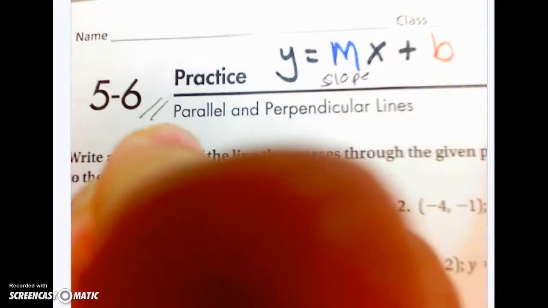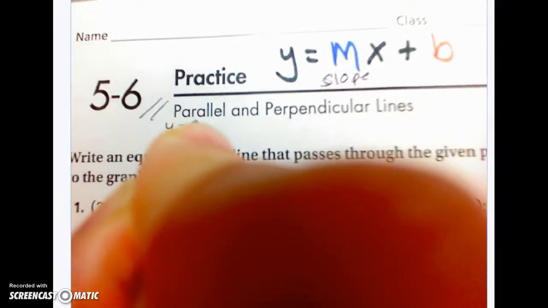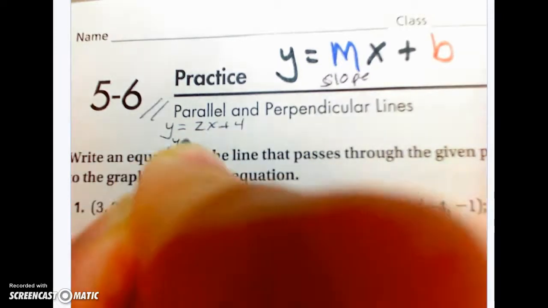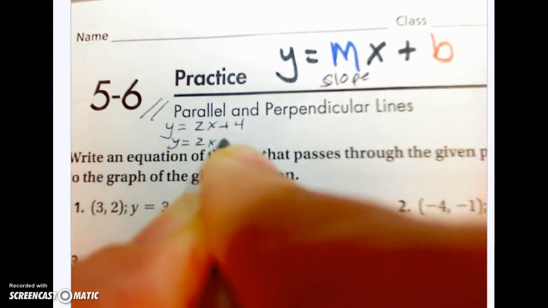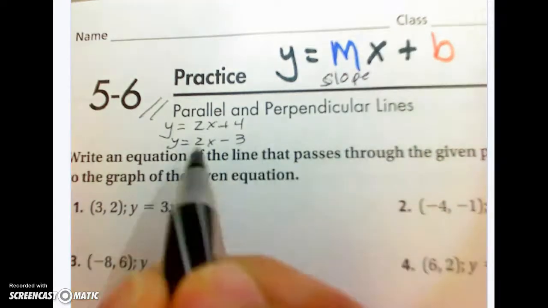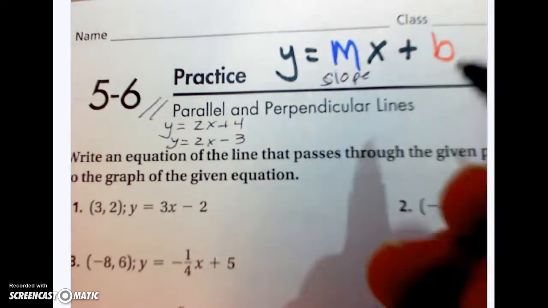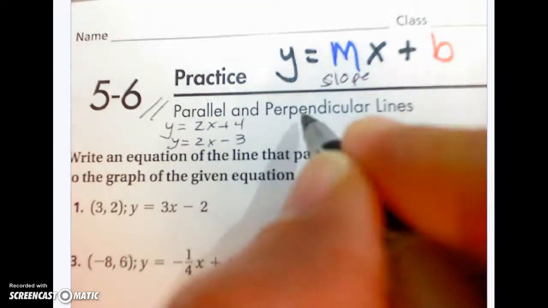An example would be to have 2x plus 4 or 2x minus 3. So we see the 2 getting multiplied to the x. So that's our slope. They're the same. These are parallel lines. Perpendicular is a little bit different.